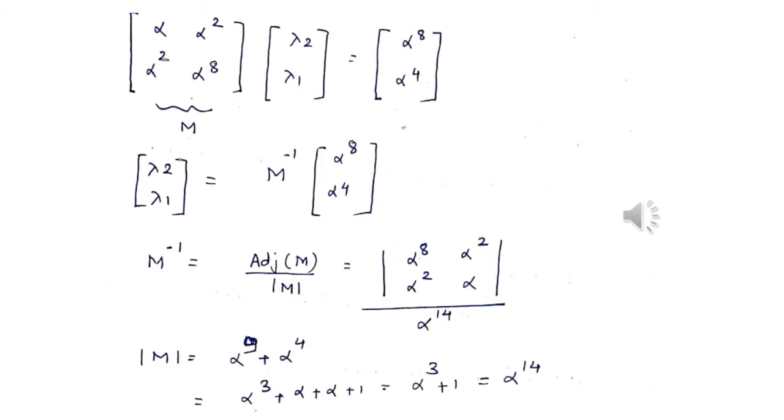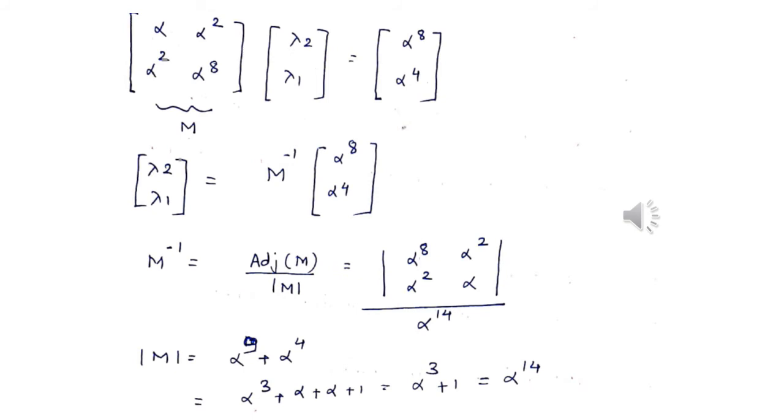So if we put the values, S1 is alpha, S2 is alpha square, then again S2 which is alpha square, and S3 is alpha raised to 8, then lambda 2, lambda 1, and then we have S3, S4, that is alpha raised to 8 and alpha raised to 4. So now we want lambda 2 and lambda 1. I am calling this left hand side matrix M. So lambda 2 and lambda 1 will be M inverse into the right hand side matrix, so M inverse into alpha raised to 8 and alpha raised to 4. Now you already know how to calculate a matrix inverse. It is adjoint of M upon determinant of M.